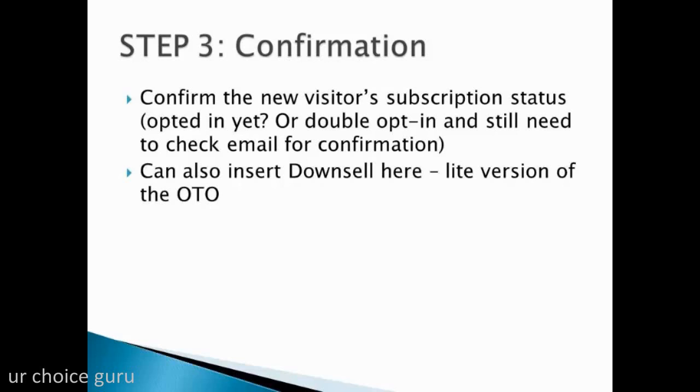Aside from confirming the new visitor's subscription status, this page has high virtual real estate value, so you can insert a downsell, which is also known as the light version of your one-time offer or OTO. It's everything your OTO is, except that it is priced lower and some of the components have been removed to allow affordable purchase. Start making money and cultivating the relationship right from the start. It can be done right away by asking the subscriber to do things you want him to do in that instant.